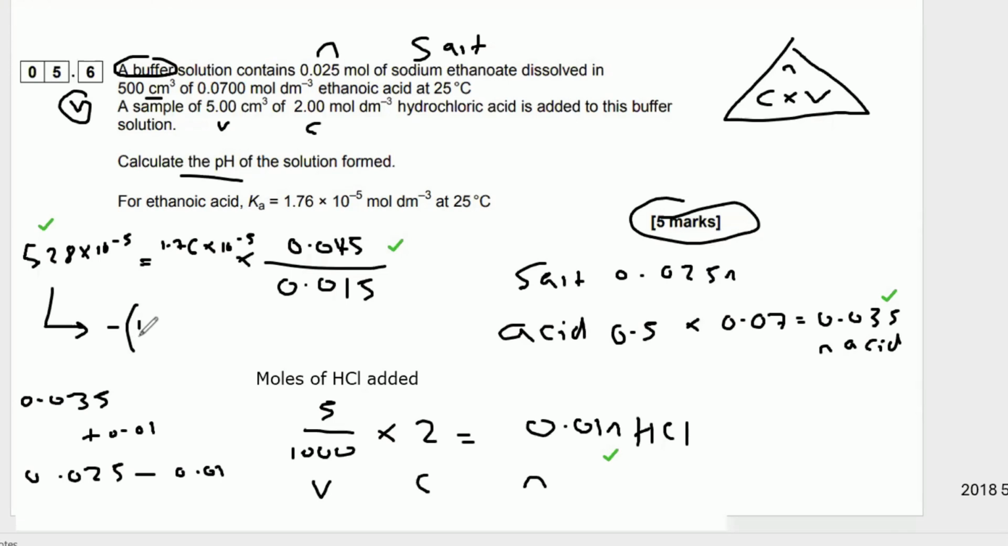So you just want to minus log that, and that equals 4.27736. I'm going to round that up to 4.28, and that is the pH. 4.28 is what you should have got.